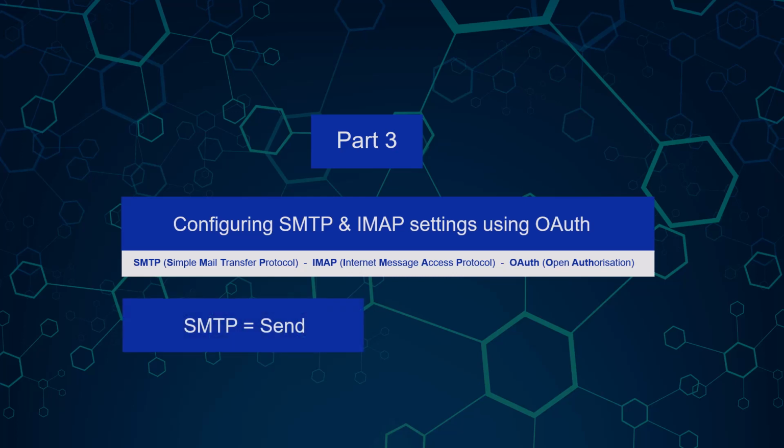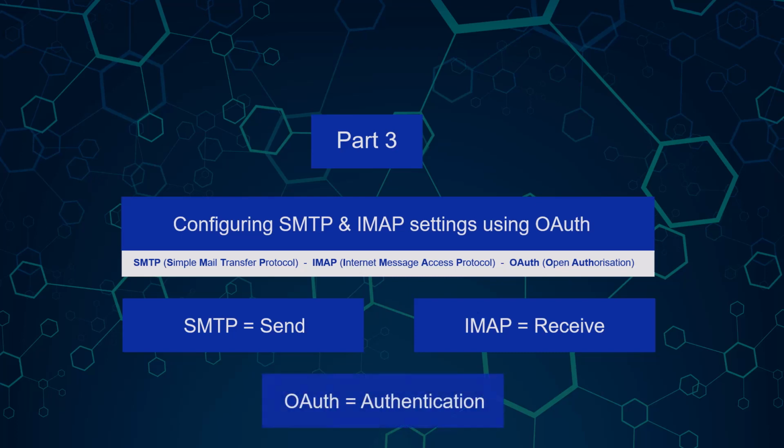SMTP is the protocol used to send emails. IMAP is the protocol used for receiving them. And OAuth is the protocol used for authentication.